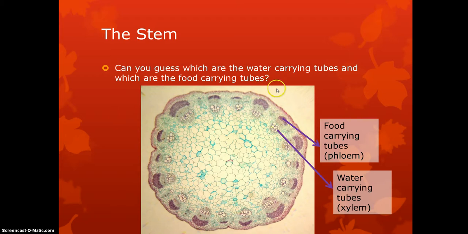Food carrying tubes are also known as phloem, and water carrying tubes are also known as xylem. Take note that the word food and phloem sound as if they begin with the same type of pronunciation. Both begin with the f sound.